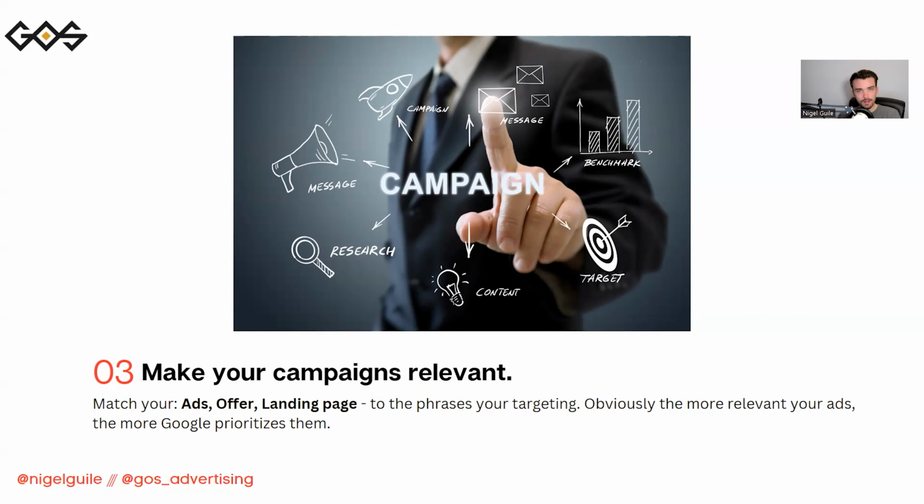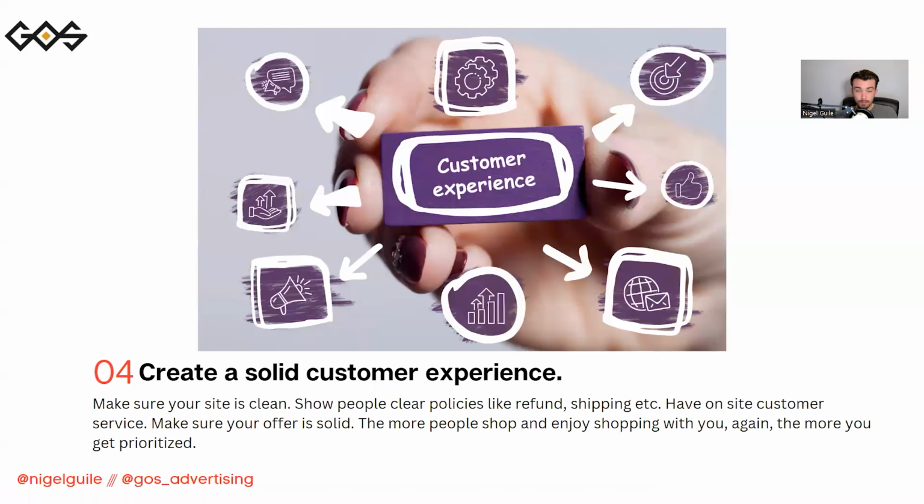So that's why when you see an ad rank out at number 1, everything's relevant. Their offer's great. Their landing page is very user-friendly. So this all comes into play when we're advertising on Google. Obviously, the more relevant your ads, the more Google prioritizes them. Pretty straightforward. Number 4, and this is probably the most important part of all of this, is create a solid customer experience. Make sure your site is clean.